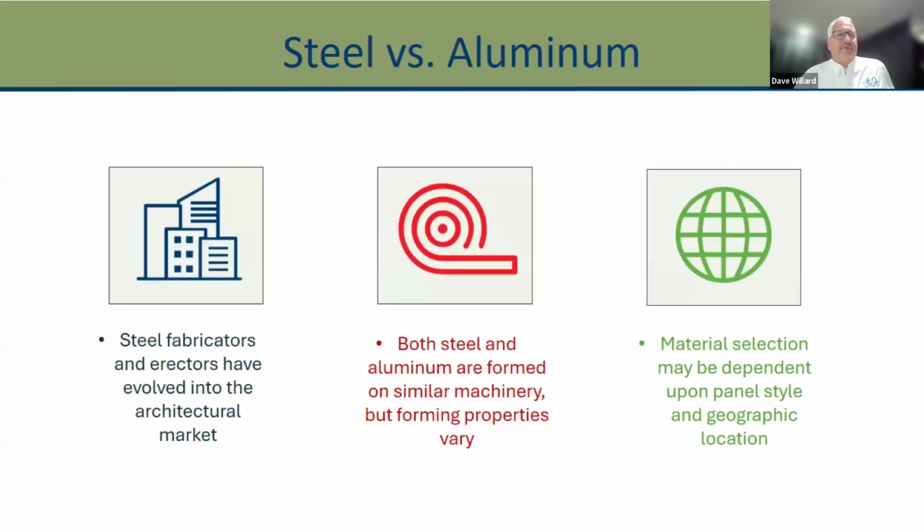As far as the fabrication process of steel, aluminum, or copper or zinc, the natural metals, they have evolved into the architectural market. Now, both steel and aluminum are formed on similar machinery, but the forming properties might vary depending on what panel you're using, what profile, and what gauge of material you're using. So some things have to be considered before we move forward. Of course, that material selection may be dependent on the panel and also on the geographic location of the building.